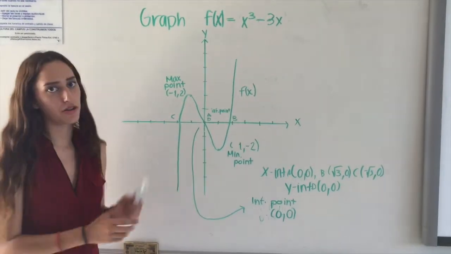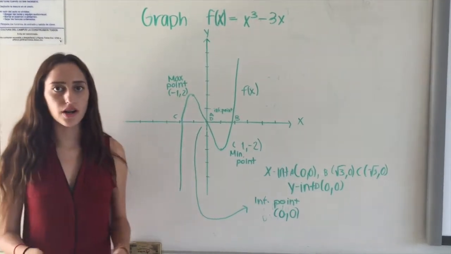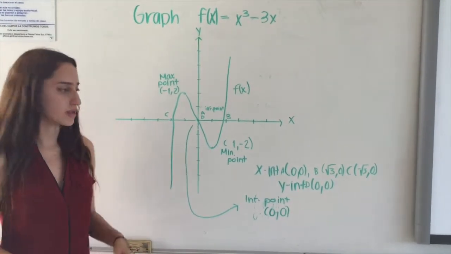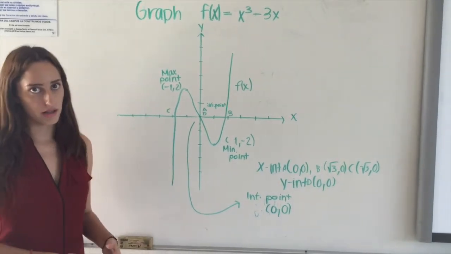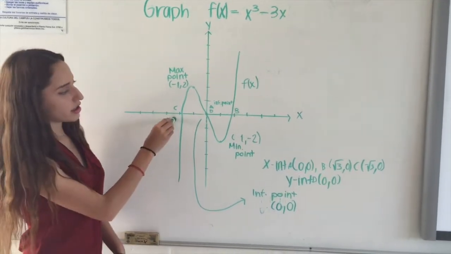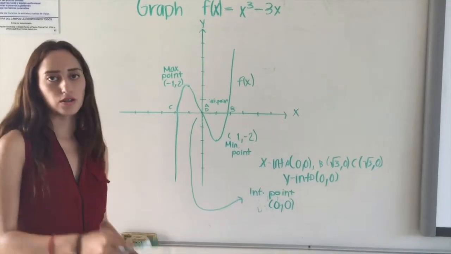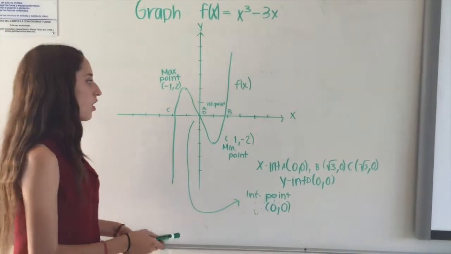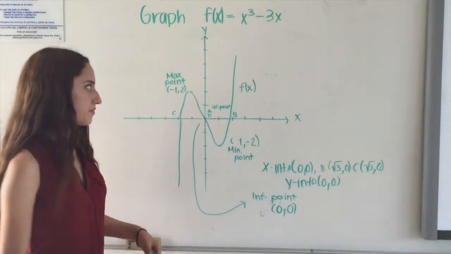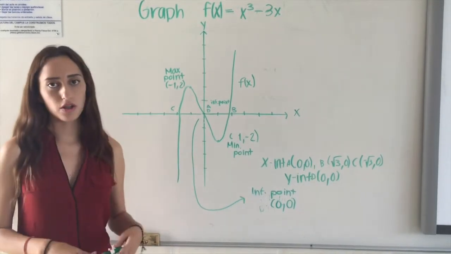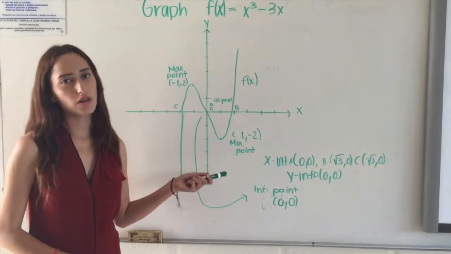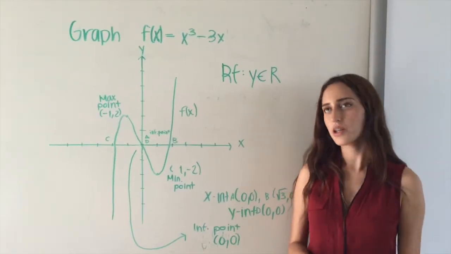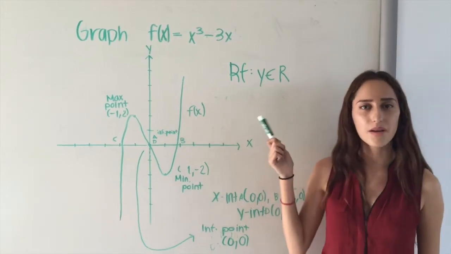Last but not least, we have the graph. Here I plot several points that are important. For example, here I got the inflection point, which is (0, 0), along with the x-intercept and the y-intercept. Then here I got another x-intercept, which is (-square root of 3, 0), and here is (square root of 3, 0). Also, another x-intercept is (0, 0). Then the maximum point, which is (-1, 2), and the minimum point, which is (1, -2). And here's our graph. Also, we know that the range of f equals y belongs to all real numbers.